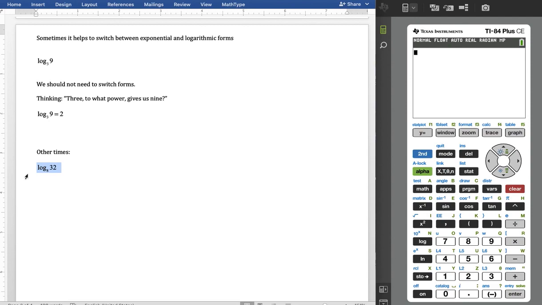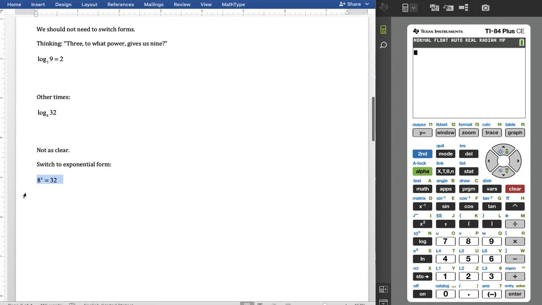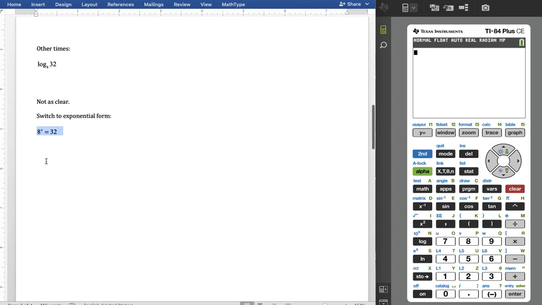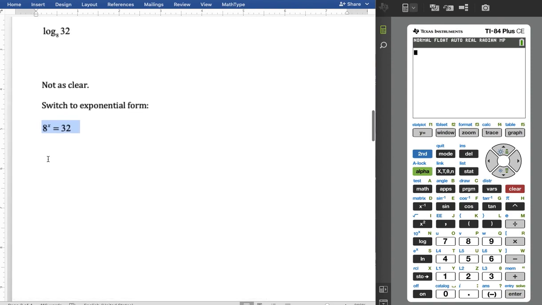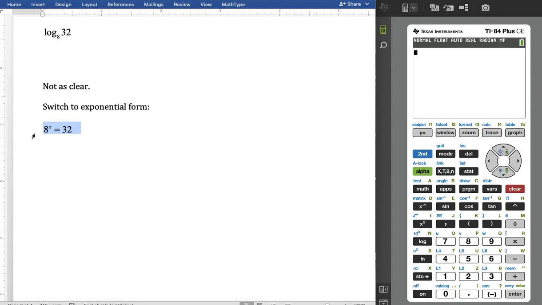Well, if I take 8 multiplied by 8, that's 64. That's somewhere in between 1 and 2. So how do we get there? It's not as clear. Switching to exponential form, we have 8 to the x is 32. Here we can think about this. Back to what we did yesterday where we were solving exponential equations. Is there a common base between 8 and 32?